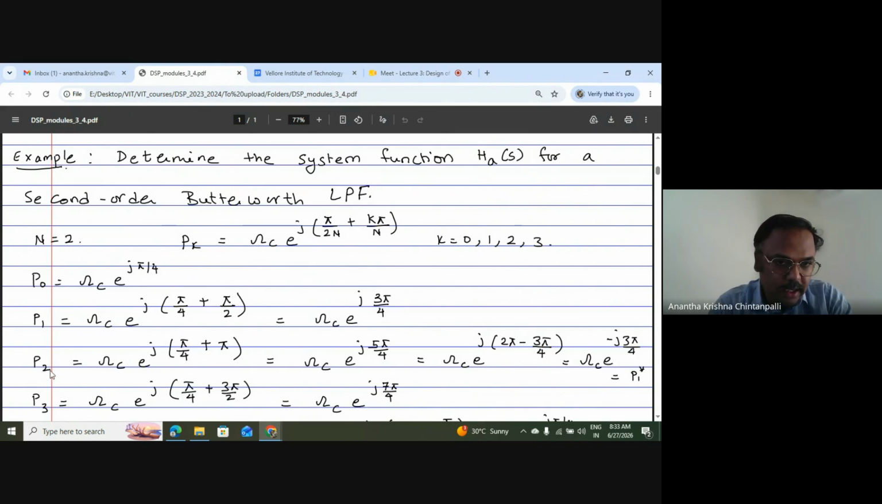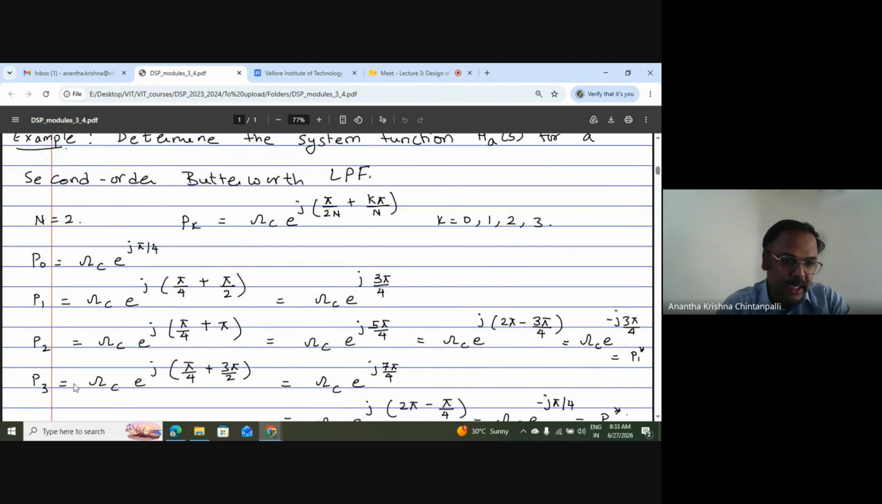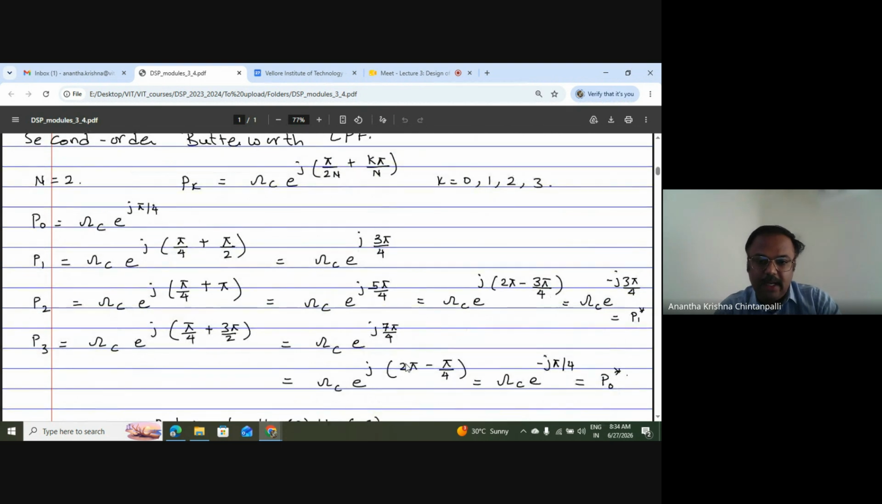Now k equal to 2: p2 is omega c e to the power of j (pi by 4 plus pi), which is omega c e to the power of j 5 pi by 4. 5 pi by 4 can be written as 2 pi minus 3 pi by 4, so this is omega c e to the power of minus j 3 pi by 4, which is nothing but p1 conjugate. Then k equal to 3: p3 is omega c e to the power of j (pi by 4 plus 3 pi by 2), which is omega c e to the power of j 7 pi by 4. 7 pi by 4 can be written as 2 pi minus pi by 4, so this is p0 conjugate.